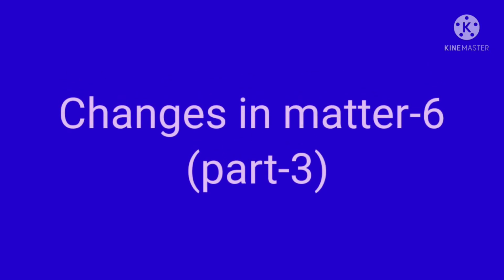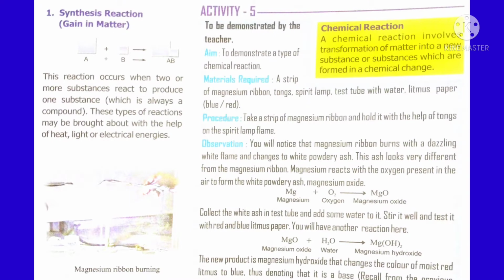Let us start the chapter which is on page 89 and 90. Types of chemical reaction. There are different types of chemical reaction. The first type is synthesis. The other name of synthesis is combination. From the word itself, you come to know what type of reaction it is.